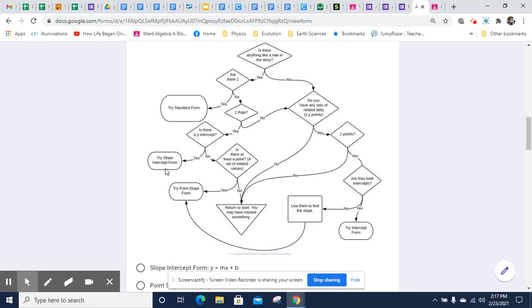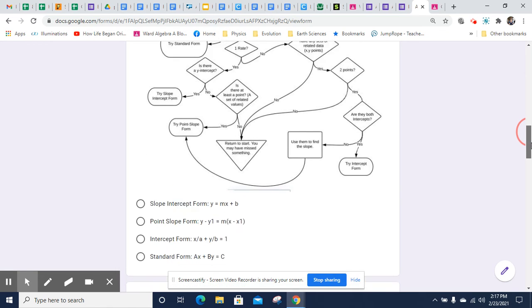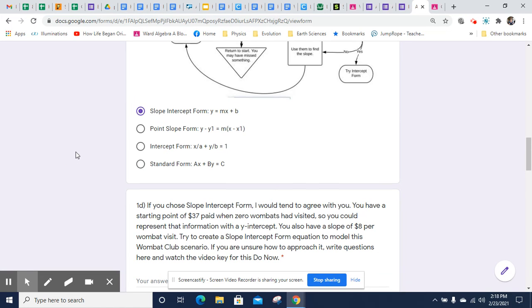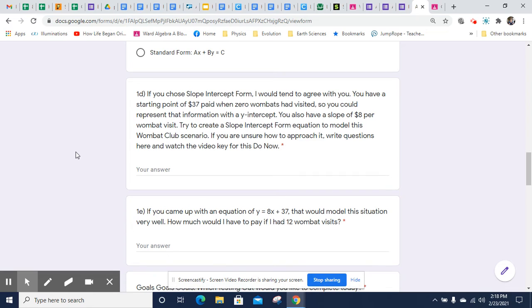So let's try the slope-intercept form. That seems like the one to go with. So the slope-intercept form here, not to be confused with the intercept form or point slope form, is y equals mx plus b, or y equals the slope times x plus the y-intercept. So if you chose slope-intercept form, I would agree with you. The starting point of $37 paid when 0 Wombats had visited, you could represent that information as a y-intercept, and you have a slope of $8 per Wombat visit.